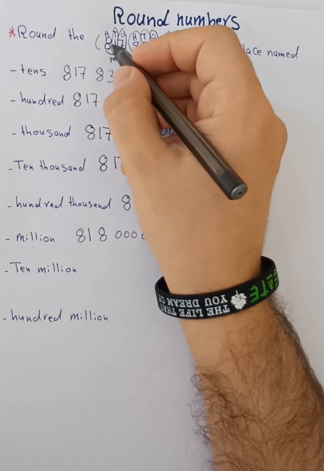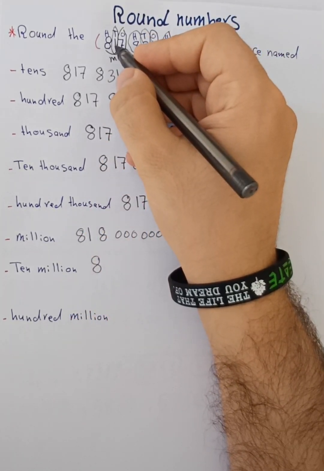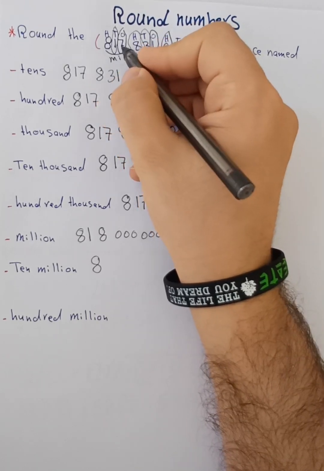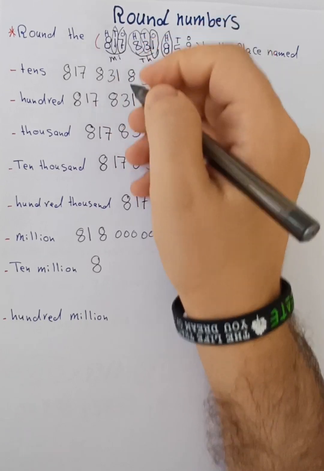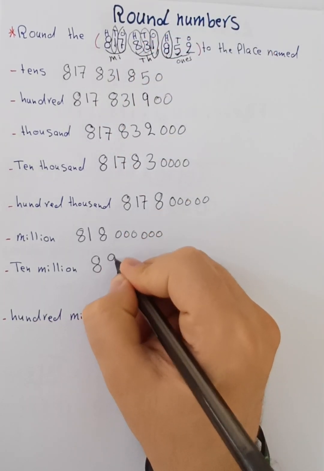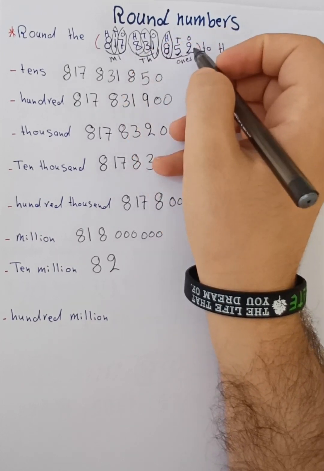Before 1 we have 8. We have to write 8 without change and we have to round 1. After 1 we have 7. 7 is greater than 5. By rounding rule, 1 increased by 1 becomes 2, and these numbers become 0.